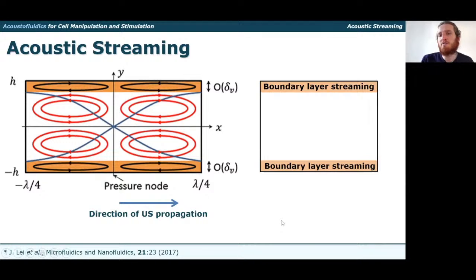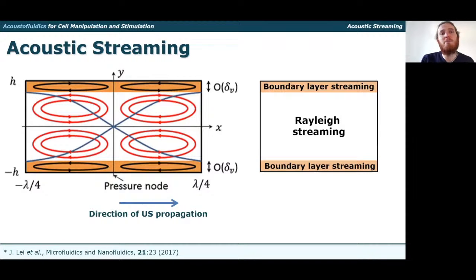This boundary layer streaming is usually relatively strong, and that would depend also on the frequency and the geometrical characteristics of the resonator. But in many cases, it is capable of driving a bulk motion of the surrounding fluid and setting up a counter-rotating vortical flow, which is referred to as Rayleigh streaming. So in some resonators, both boundary layer streaming and Rayleigh streaming can occur simultaneously.